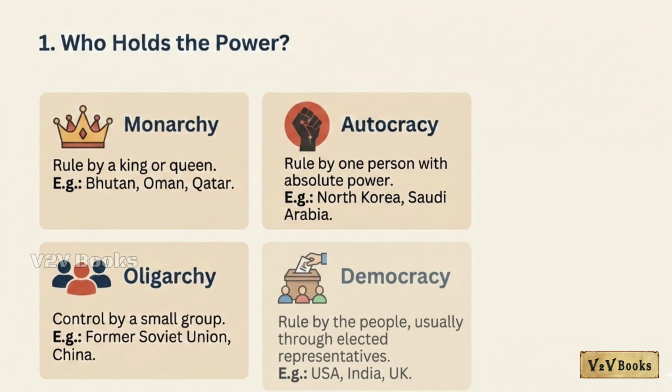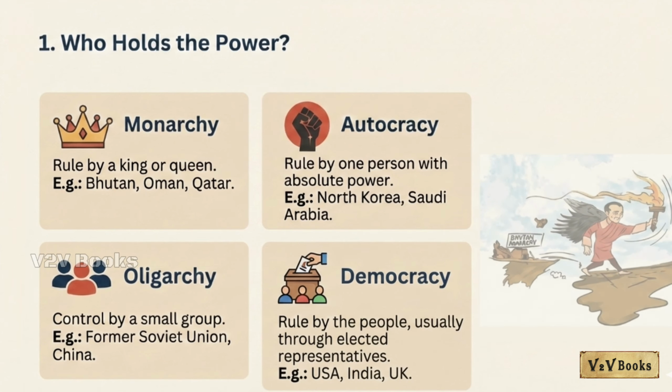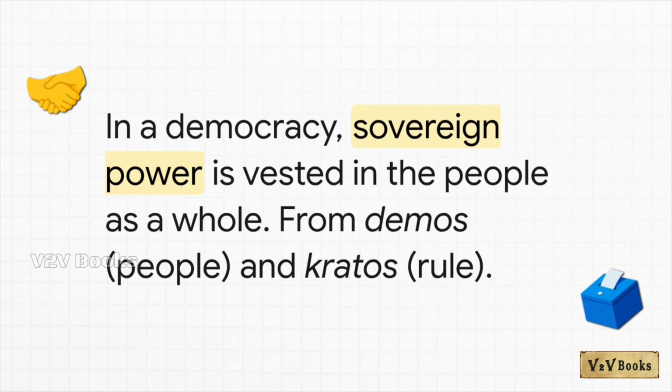And finally, all the way at the other end of the spectrum, we get to democracy. In this system, the ultimate power, what the experts call sovereign power, is supposed to rest with the citizens themselves. I mean, this is a truly revolutionary idea. It means that authority doesn't flow down from a king or a ruler. It flows up from the people.